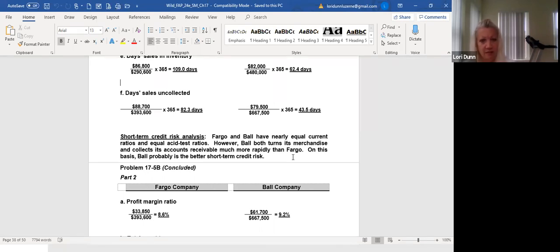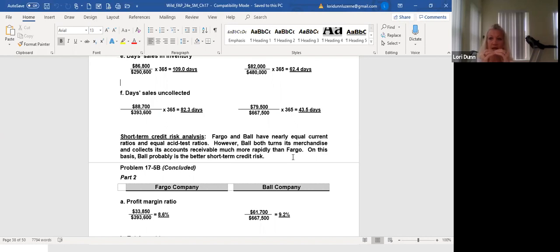So what does this tell us? The amount of sales the company retains as net income. So of all the sales they have, 8.6% of them are net income for Fargo, 9.2% are for Ball. Now, if you're going, well, okay, what's the big deal there? Well, what is net income? It is what the company made from their operations this year.